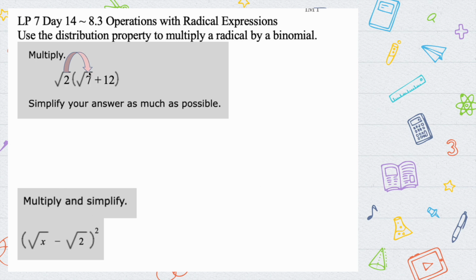So the first one is the square root of 7. And so I have square root 2 times square root 7, and then I'm going to go square root 2 times 12. So I have plus square root 2 times 12. So now I'm going to simplify 2 times 7. Since they're both radicals, I can multiply, and I get 14.